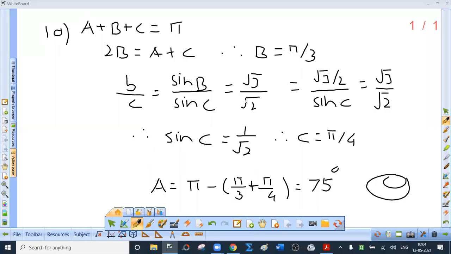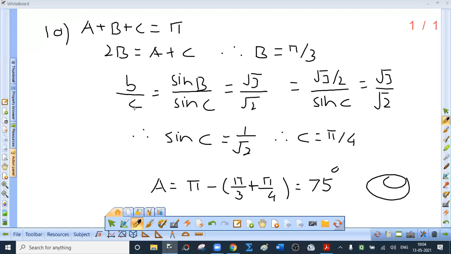This is the last MCQ for today. If in triangle, the angles are in AP. So A plus B plus C is 180 degree. Now angles are in AP. So middle term is arithmetic mean. So 2B is A plus C. So in fact 3B is pi. So angle B is pi by 3, that is 60 degrees.